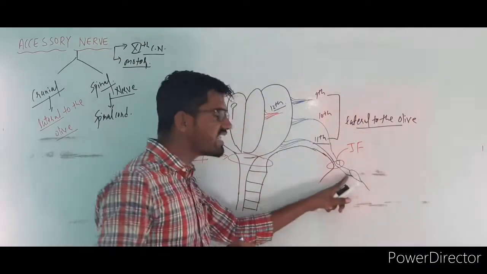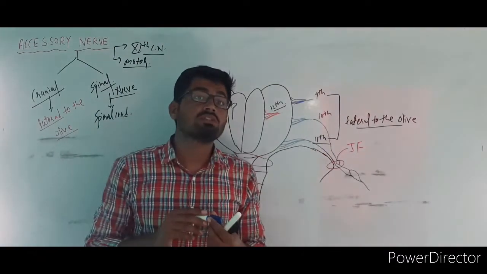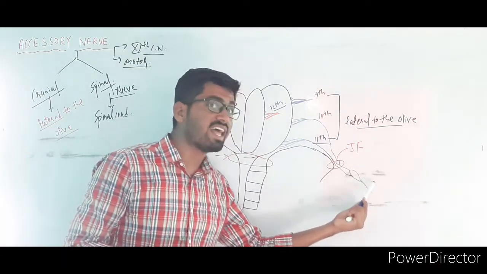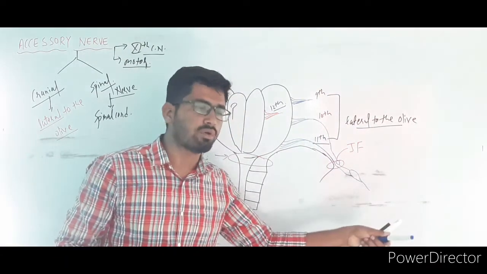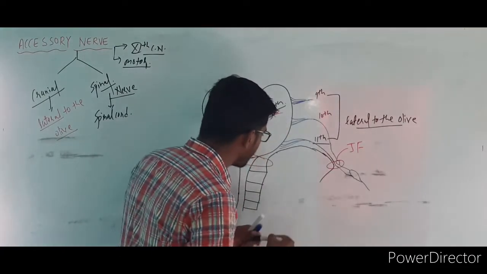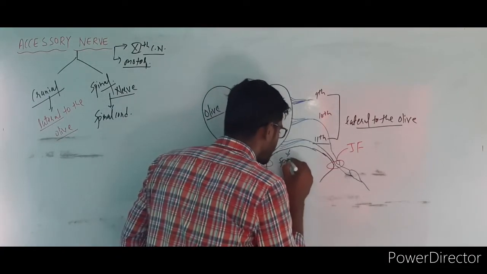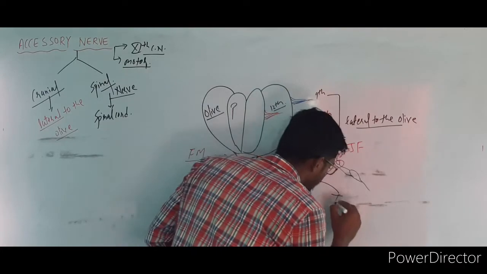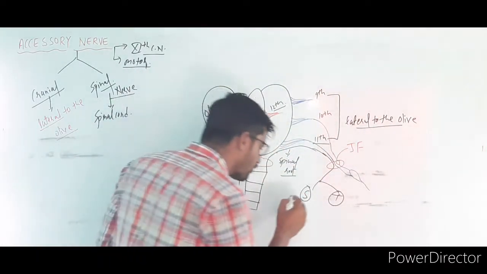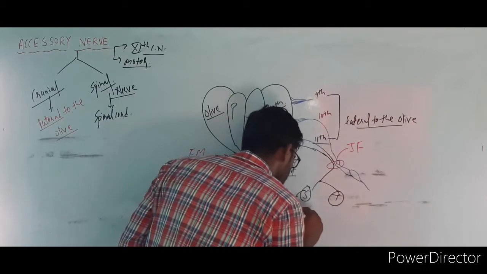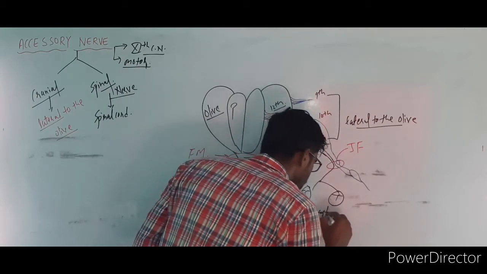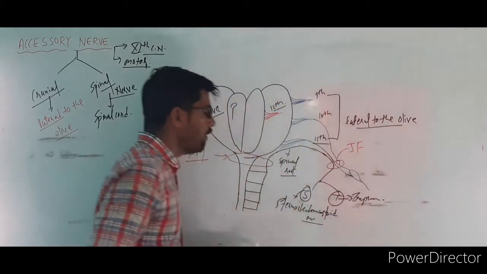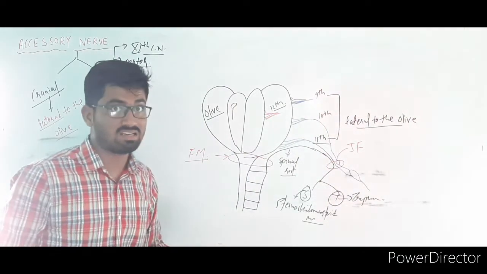Here it joins the inferior ganglion, and it supplies which structures? The muscles of the larynx and the muscles of the pharynx. So this part supplies the muscles of the larynx and the pharynx through the 10th cranial nerve. And this is the spinal root. It supplies which structures? S and T. What is S? S means sternocleidomastoid muscle and T means trapezius.